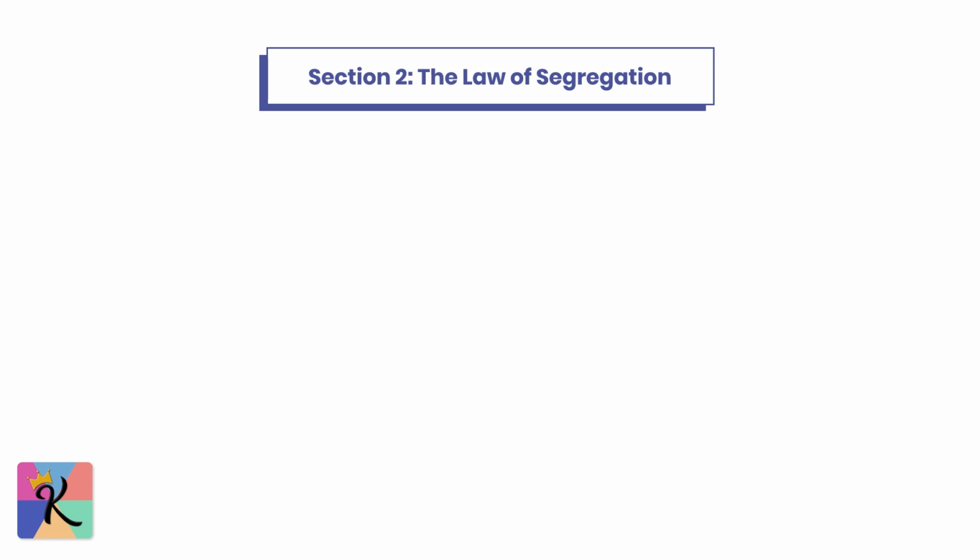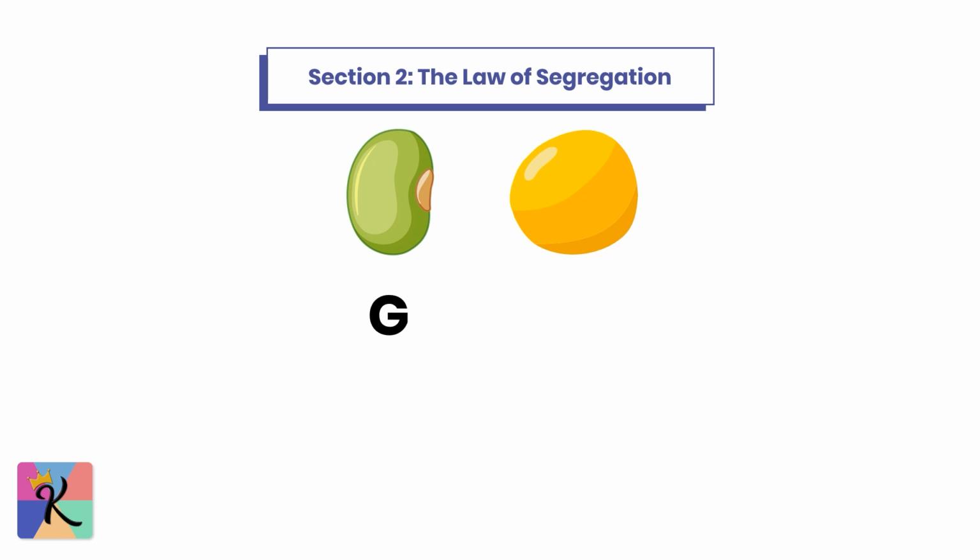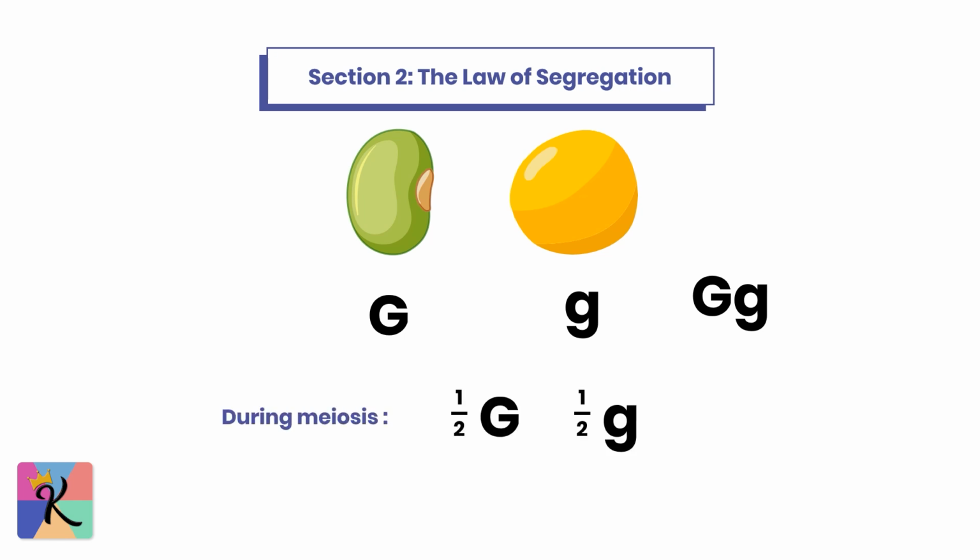To illustrate this, let's look at a gene that controls pea color. Suppose G is the allele for green peas, and g is the allele for yellow peas. In a heterozygous pea plant, Gg, the alleles will segregate during meiosis, the process of cell division that creates gametes. As a result, half of the gametes will carry the G allele, and the other half will carry the g allele. When these gametes combine during fertilization, the offspring receive one allele from each parent, resulting in a new combination of alleles and traits.